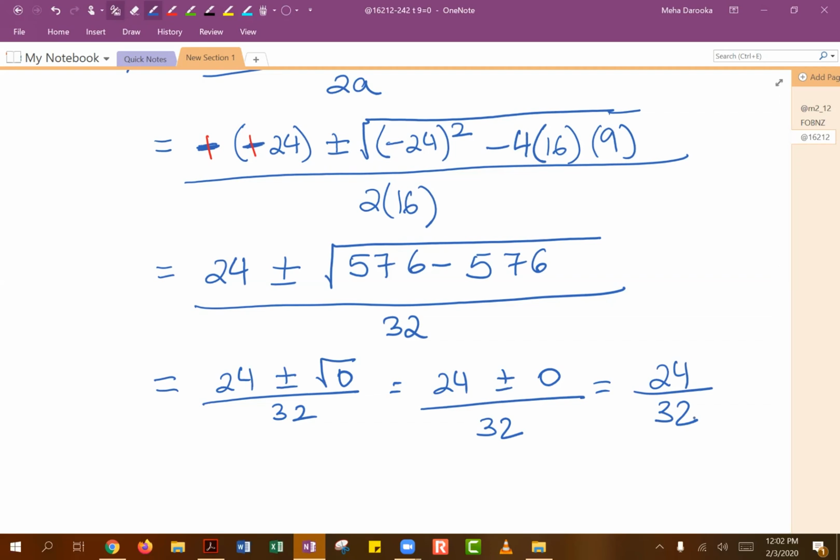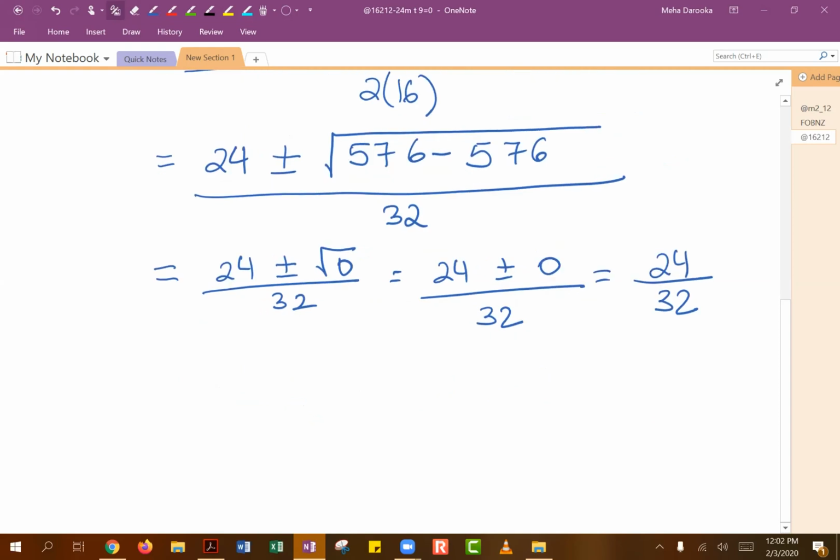So what happened was, since after the plus or minus sign we had 0, you're not going to end up with two different answers here. Because if I add 0, it's still going to be 24. If I subtract 0, it's still going to be 24. So this is one of those examples where instead of 2, you only get one value for your x.